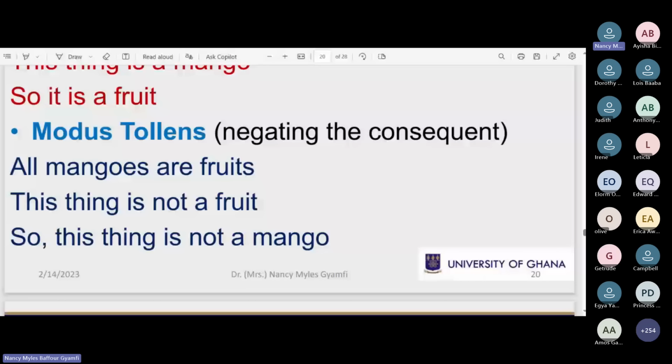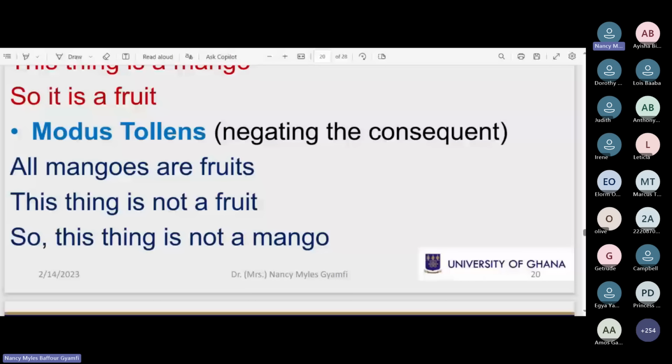So dogs bark. A parrot does not bark. Therefore, a parrot is not a dog. That is modus tollens. All good. You are welcome.